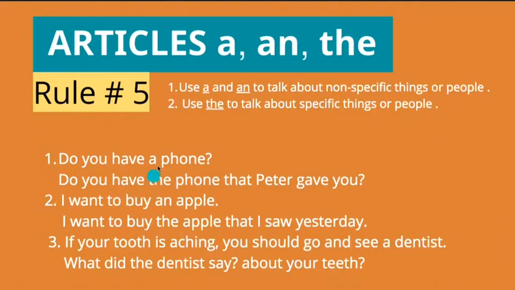Okay, so that's the difference. You specify it, like which one. Who is that person or something? What specific thing is that? Okay, number 2, I want to buy an apple. So again, you don't know which apple. You just say, I want to buy an apple. It's not specific. I want to buy the apple that I saw yesterday. So here it's very specific that the apple that you want to buy is the one that you saw yesterday. So that's why you use the.